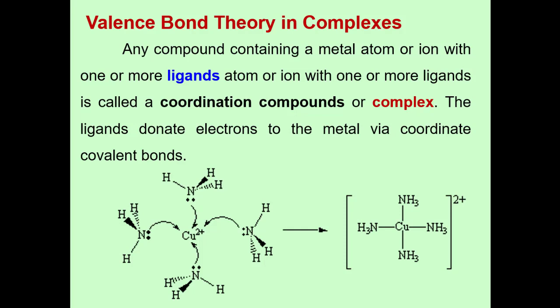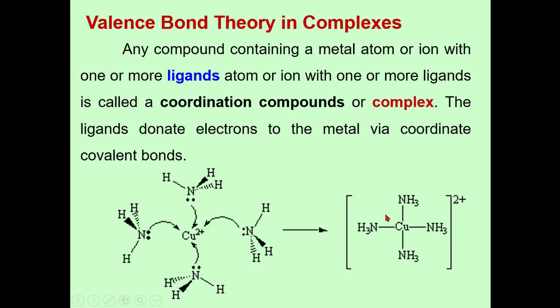So this is a little bit of introduction to the complex. Similarly, as you see here, copper in ion form, plus 2 state, and there are 4 ammonia ligands which come here and give their electron pair to the copper ion, and by this they make coordinate covalent bonds, the 4 ammonia, the coordinate covalent bonds, and this is the charge arising from the copper.